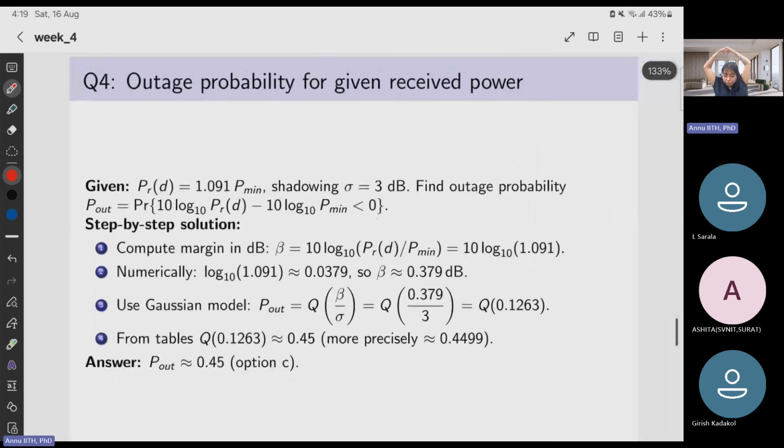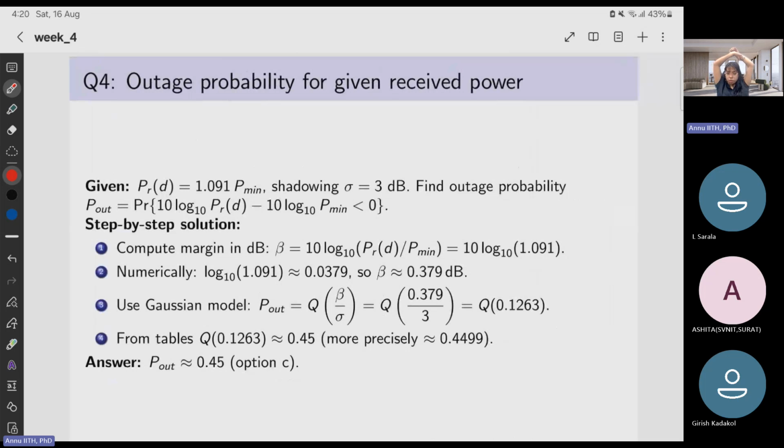So there are some outage probabilities. In this week, mostly the questions were formula based. Last year's assignment questions I also saw were basically formula based. For example, PR of T is equal to 1.09. It's taken from last year. Shadowing sigma is equal to 3 dB. Find the outage probability. So how will you calculate?